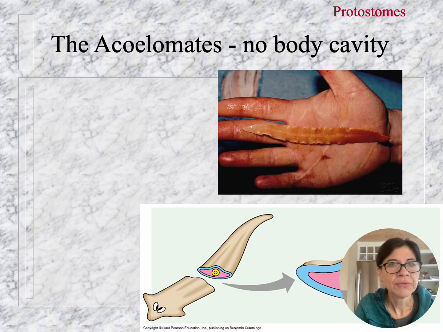So no body cavity would be called a coelomate, right? So these are the flatworms, the platyhelminthes, and these are also the protostomes that arose now. If you remember, the protostomes, the first hole in development is the mouth.